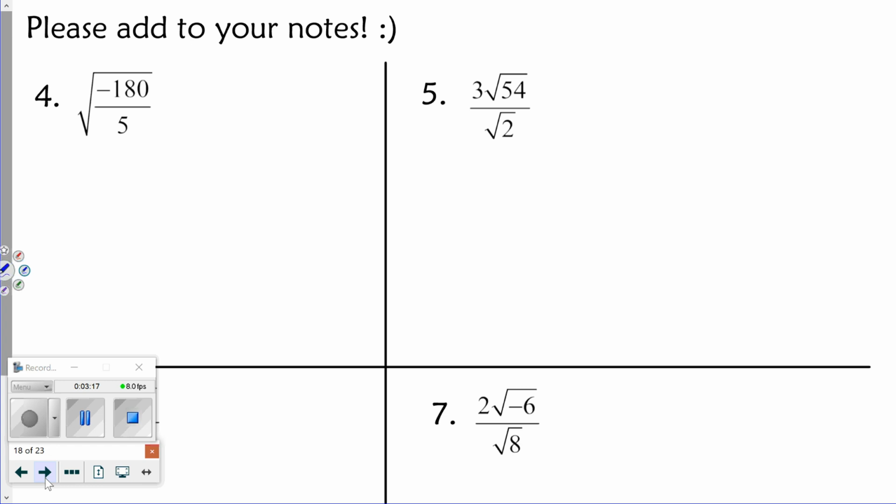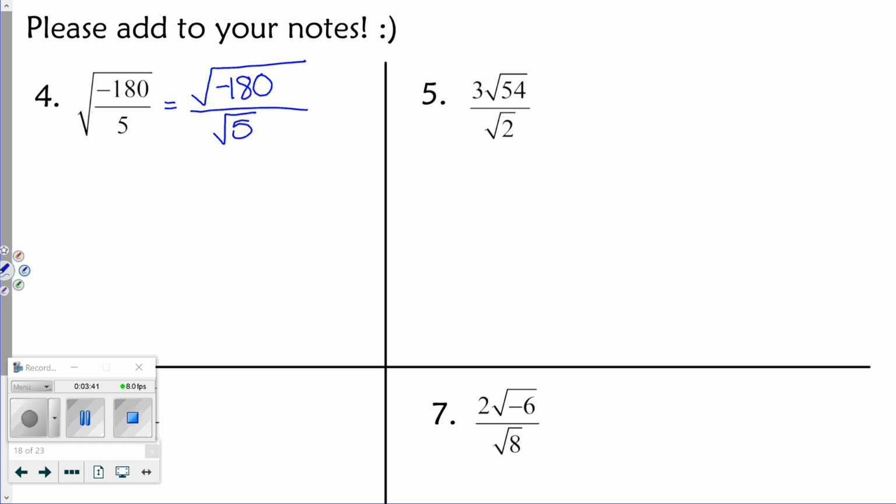All right, so number 4, we have the square root of negative 180 over 5. So sticking with what we've been doing, we'll separate that to the square root of negative 180 over radical 5. The radical still attaches to both because they were both under it, so they're both going to still have a radical. Now we want to try to simplify our fractions.